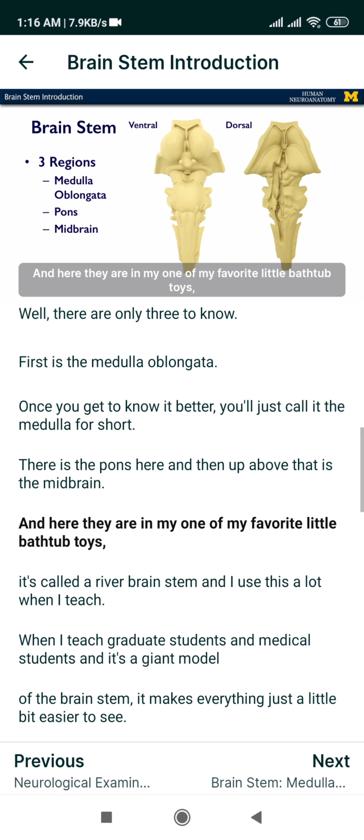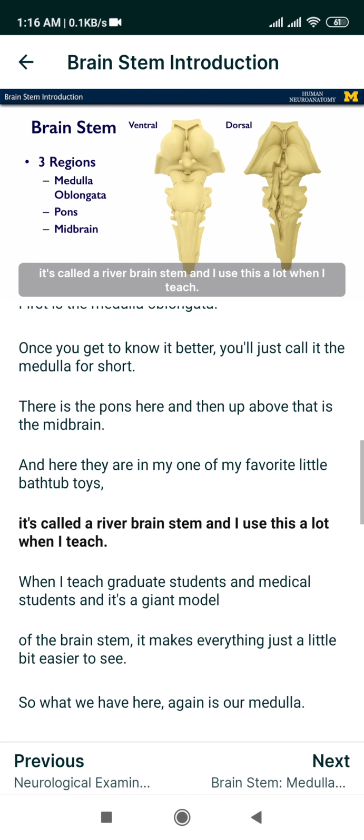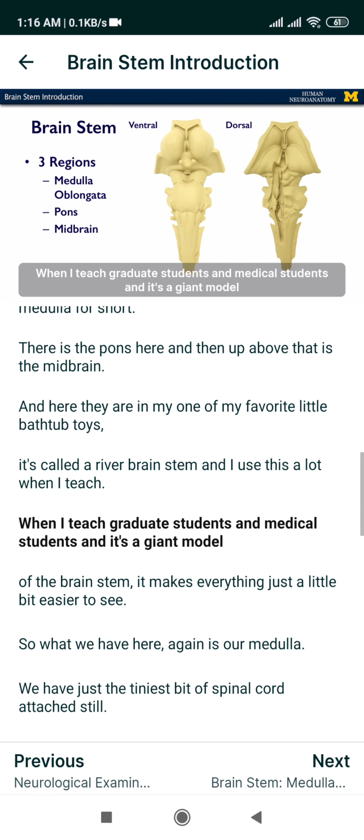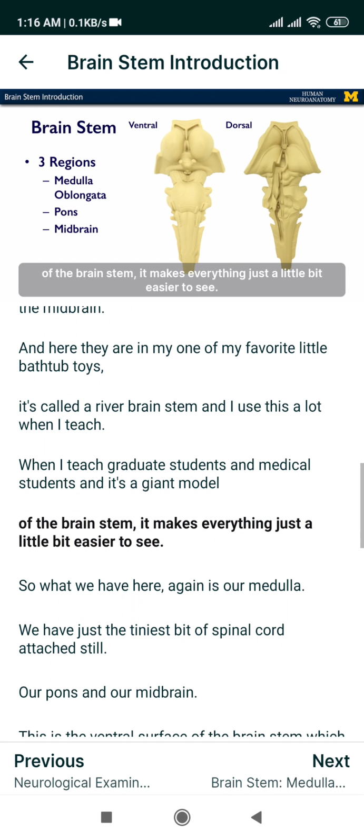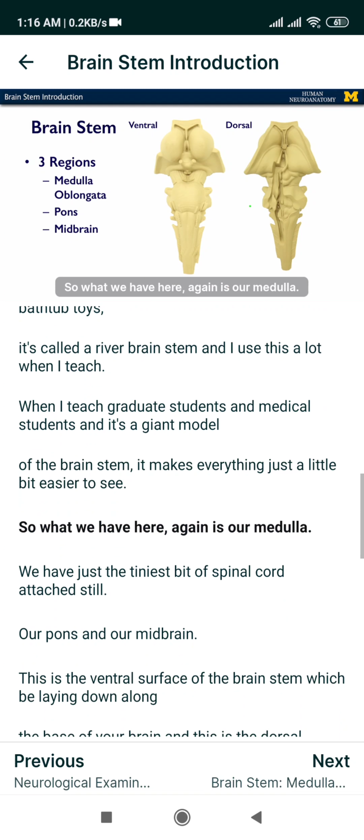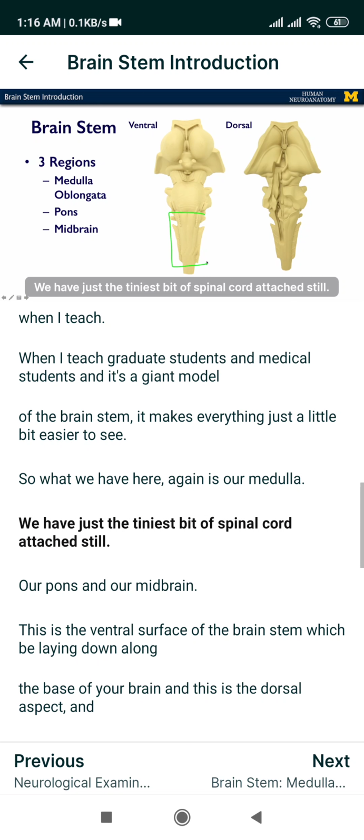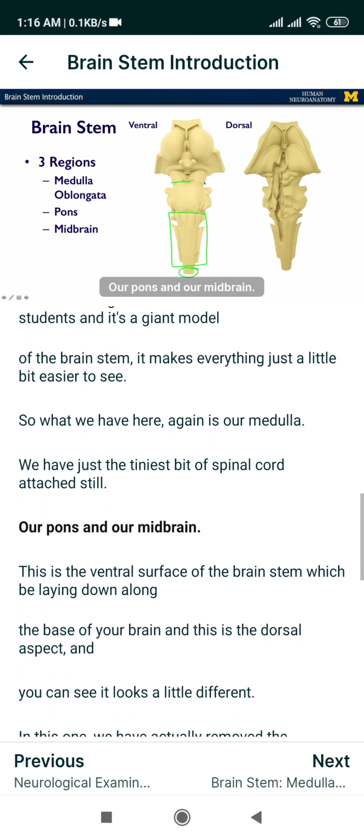And here they are in one of my favorite little bathtub toys. It's called a rubber brainstem, and I use these a lot when I teach graduate students and medical students. And it's a giant model of the brainstem. It makes everything just a little bit easier to see. So what we have here, again, is our medulla. We have just the tiniest bit of spinal cord attached still. Our pons, and our midbrain.